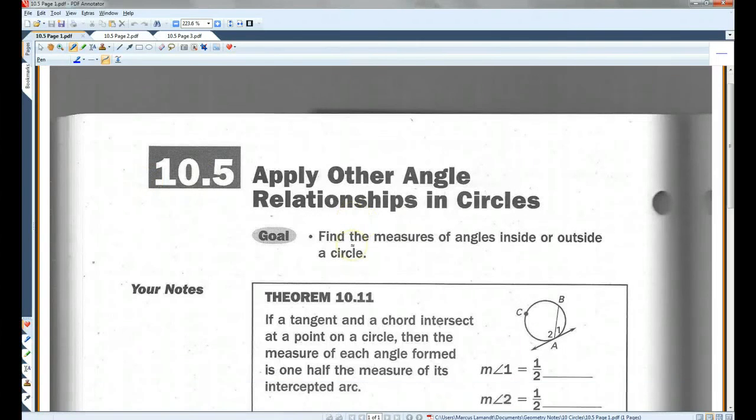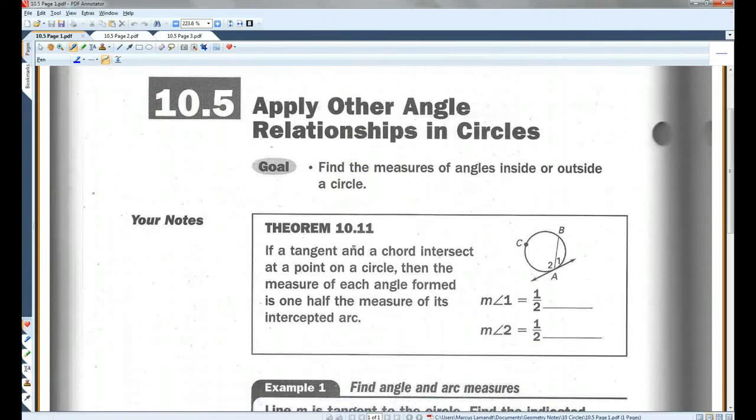Alright, 10.5. Apply other angle relationships in circles. Okay, theorem 10.11 says if a tangent and a chord intersect at a point on a circle, then the measure of each angle formed is 1/2 the measure of its intercepted arc. So, if you look over here, this angle is going to be 1/2 the arc that it intercepts. So that's 1/2 the measure of arc AB. And this one will be 1/2 the measure of arc ACB.